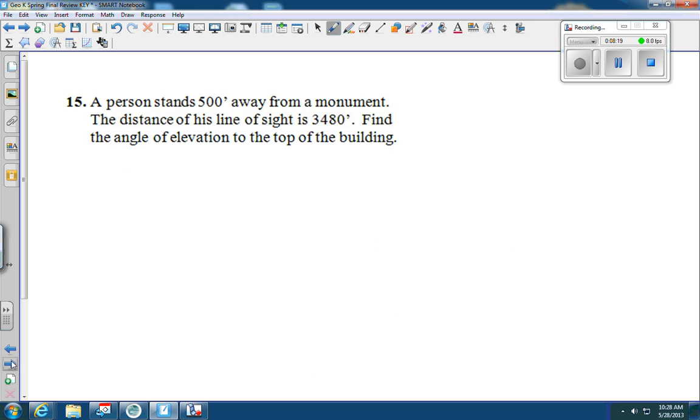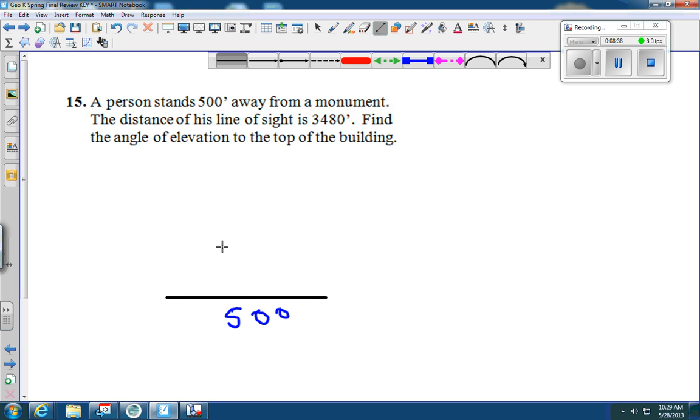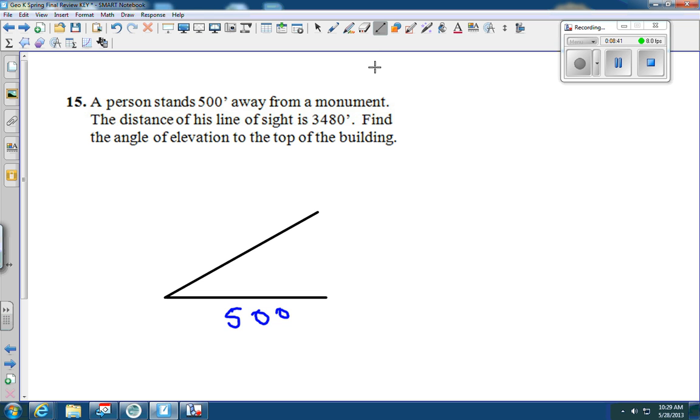Okay. A person stands 500 feet away from a monument. So he's 500 feet away from the monument. His line of sight, so here he's standing here, this is his line of sight, is 3480. So this is 3480. Find the angle of elevation, so this is what I'm looking for, to the top of the building.